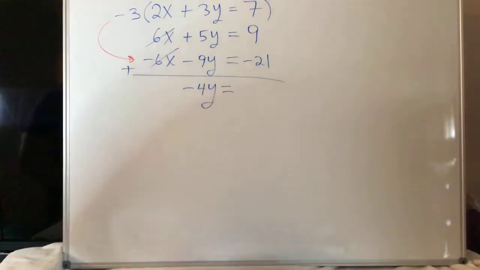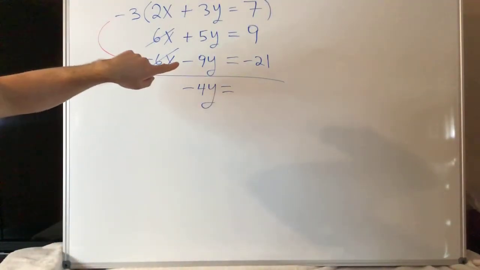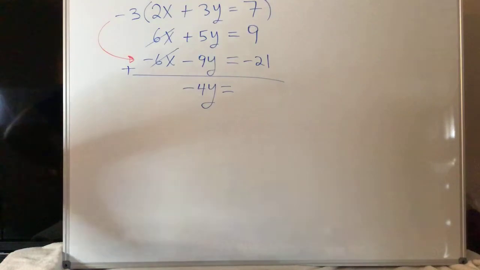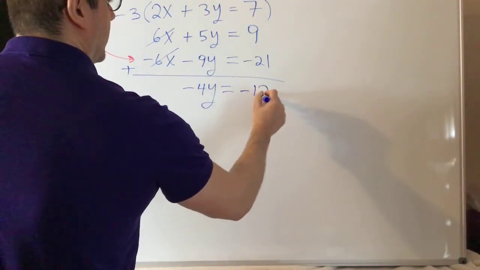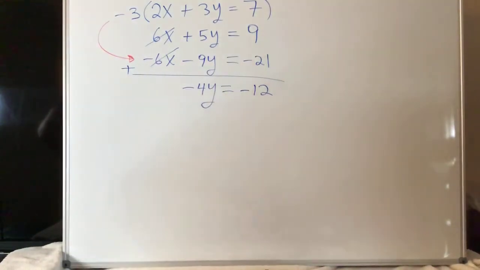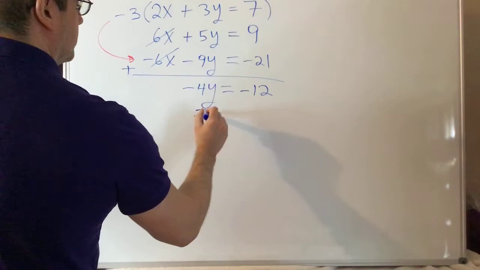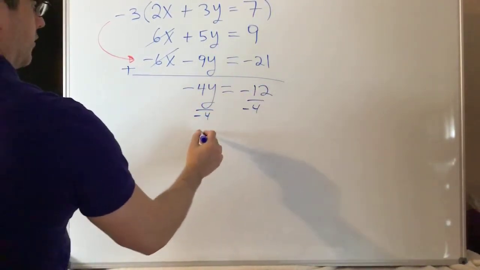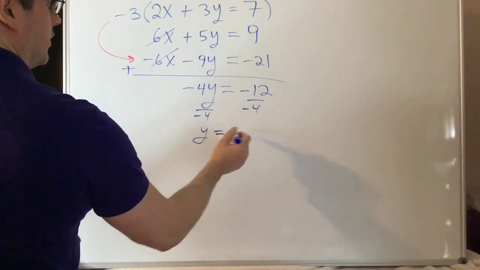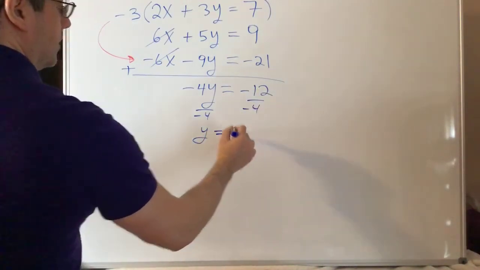Now again, be careful with your signs here. You're doing negative 21 plus 9, which is, I would usually pause and wait for a response from the class, negative 12. Divide by negative 4. Again, watch your signs. Remember, 2 wrongs make a right. A negative over a negative is a positive. So you get a positive 3 there.